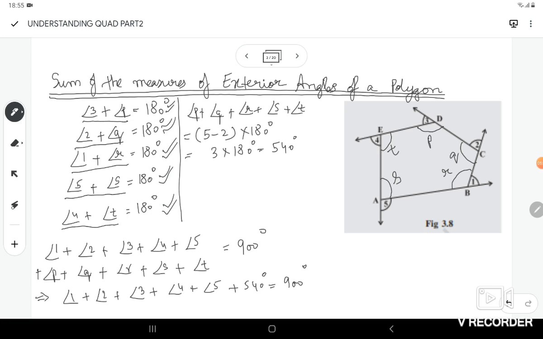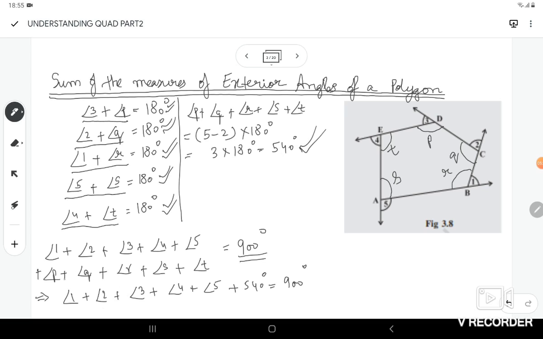On adding all these equations, we get angle 1 plus angle 2 plus angle 3 plus angle 4 plus angle 5 plus P plus Q plus R plus S plus T equal to 180 into 5, that is equal to 900 degree. So from here we can clearly see that the internal angles can be solved using the property that is (n minus 2) into 180 degree, where n is the number of sides of the polygon, which comes out to be equal to 540 degree.